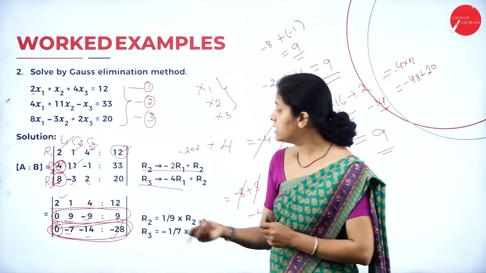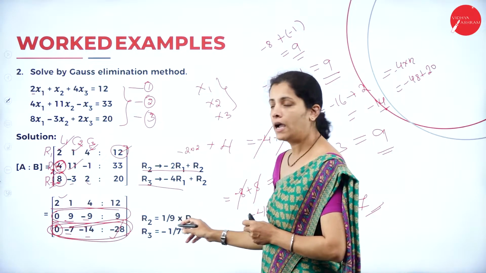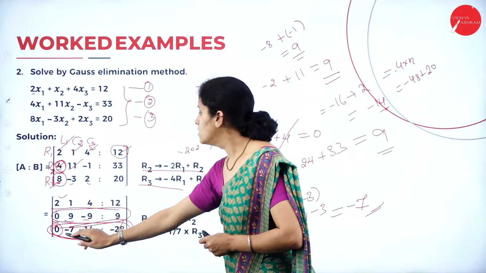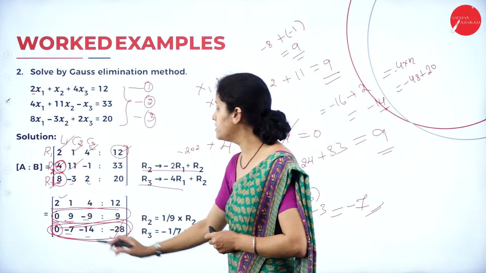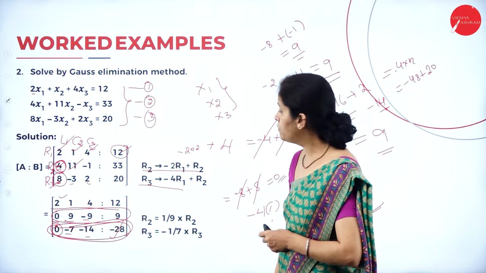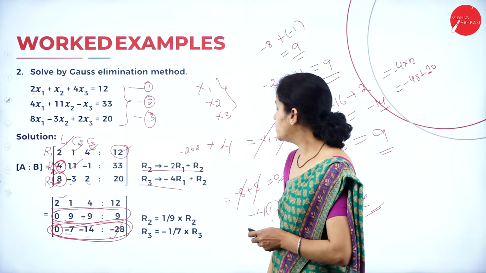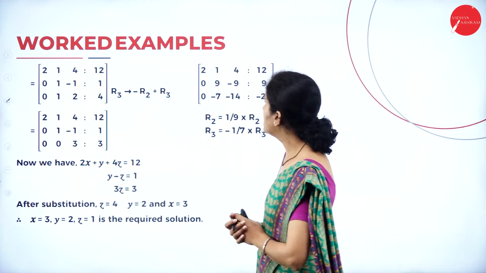Okay, now see here, if I consider row 2 and row 3, I have all 9s. So to simplify this one, I am going to divide 1 by 9 into R2. Now see here, I have multiples of 7. That is 7 1s are 7, 7 2s are 14 and 7 4s are 28. So once again, to simplify this one, I am going to divide this one.